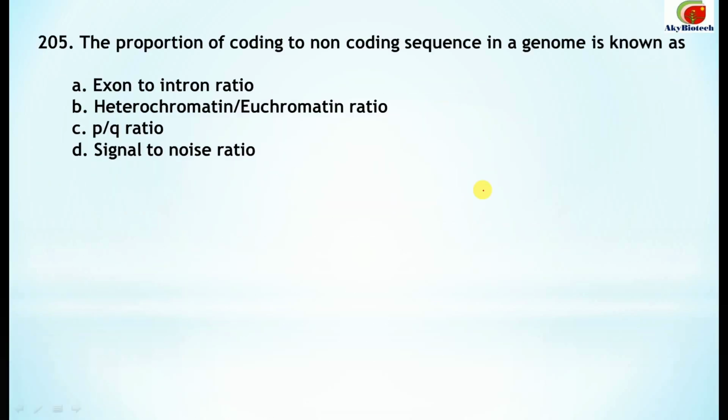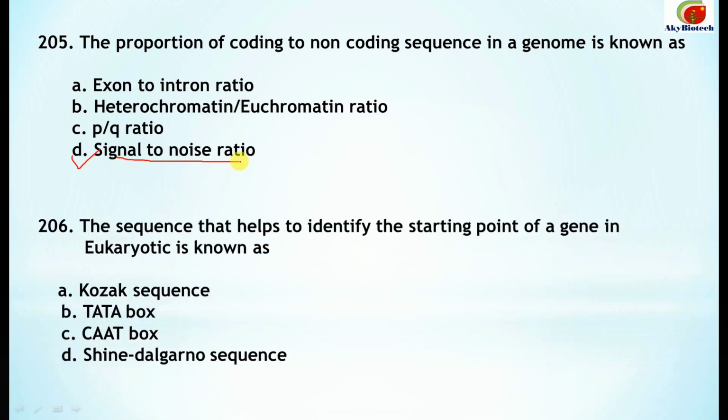Question number 205. The proportion of coding to non-coding sequence in a genome is known as the signal to noise ratio. 206. The sequence that helps to identify the starting point of a gene in eukaryotes is known as the Kozak sequence.